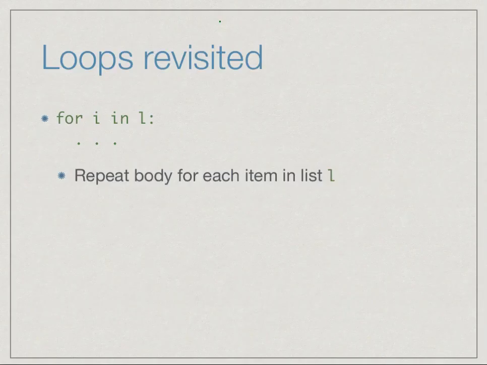So let us revisit loops. We saw that we have two types of loops in Python. The first is a for loop, where the value ranges over a list in general, or say the output of a range sequence. So for i in L, we'll repeat the body for each item in the list L.